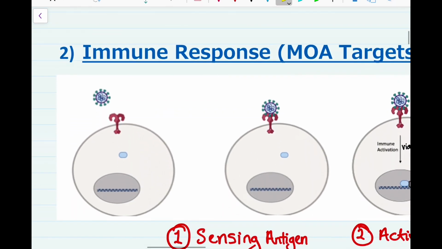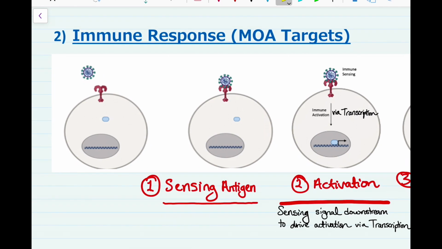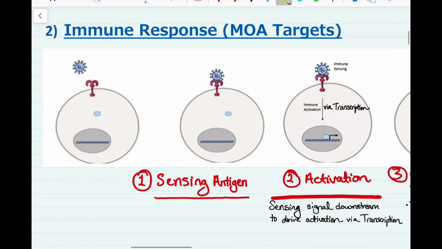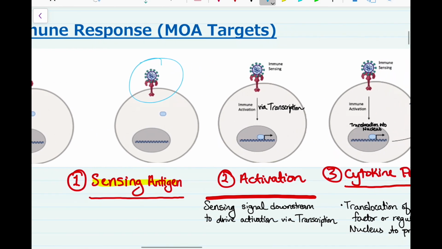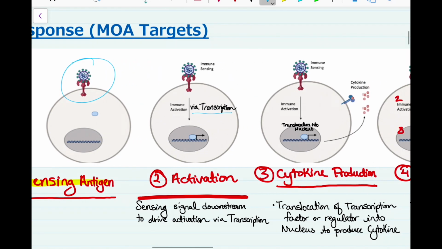Next, we talk about the normal immune response, and this will help us figure out what the targets or mechanism of action are for these drugs. So first here we have the immune response. We have an antigen that comes in. The first step is sensing the antigen. Then we have the activation, which is the signaling downstream to activate via transcription. So here you have immune activation via transcription, and it will enter the nucleus.